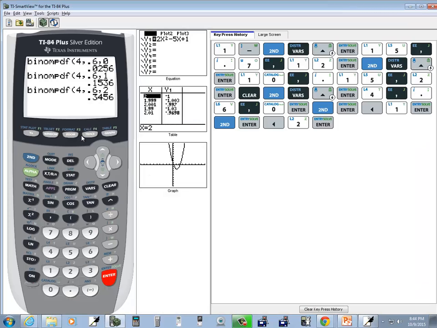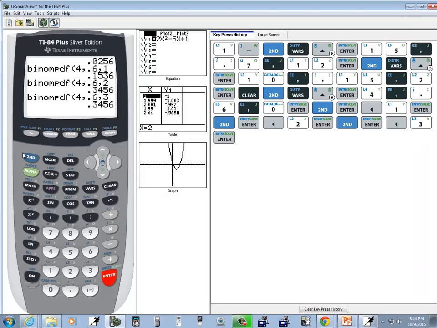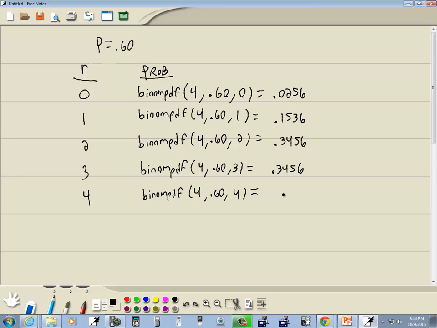And then the next one will be a 3, so I do second enter, left arrow, put a 3 there, press enter, 0.3456 again. And then I put a 4 in, so I do second enter, left arrow, put a 4 in, and then press enter. Now we got 0.1296. And those would be our answers. That's our probability distribution.